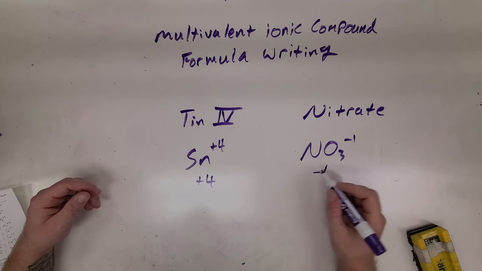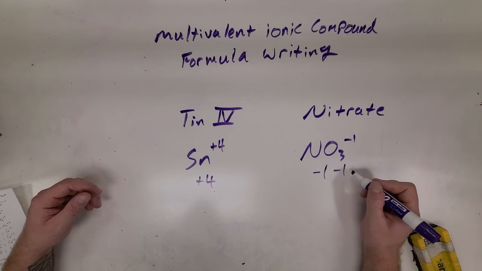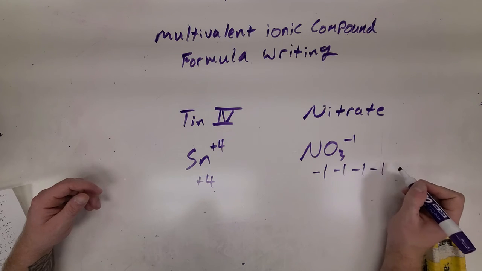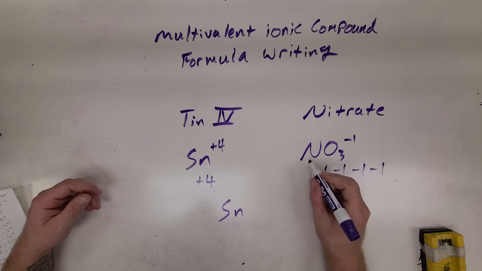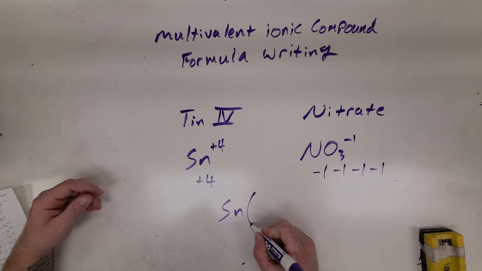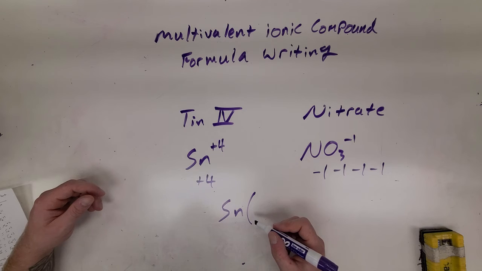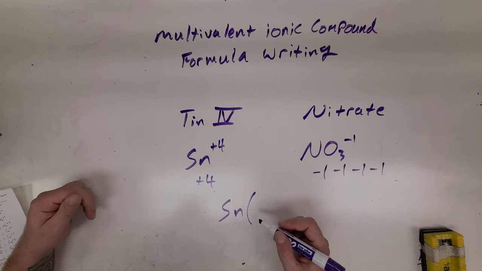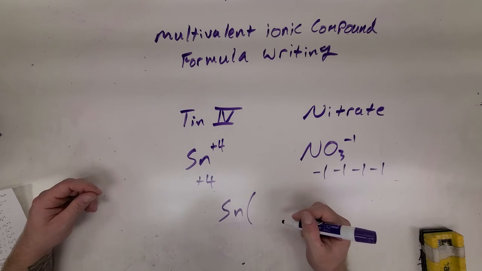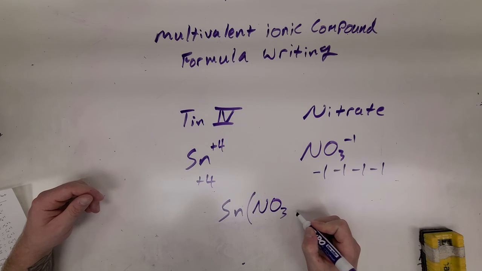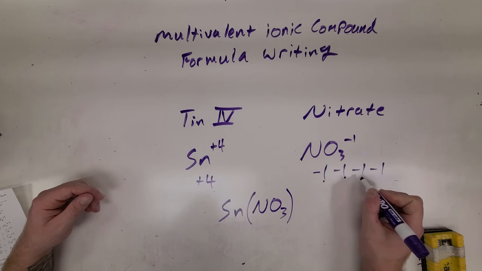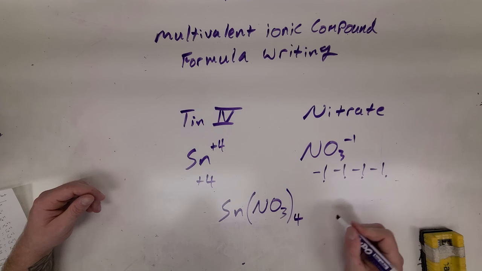So we need a lot more nitrate. So 1 here, that's 2, that's 3, that's 4. That evens out, so we're good. So we'll write that. Sn, parentheses, follow the same rules as the polyatomic ionic compound formula writing. Go up in this corner to watch that video if you're unfamiliar with all this. NO3, and we have 4 down there.